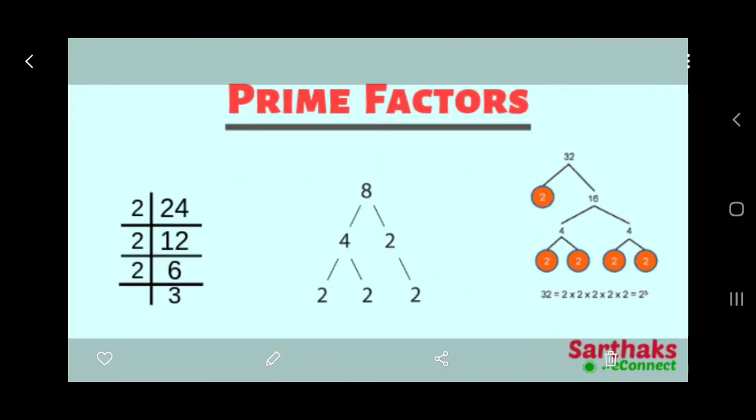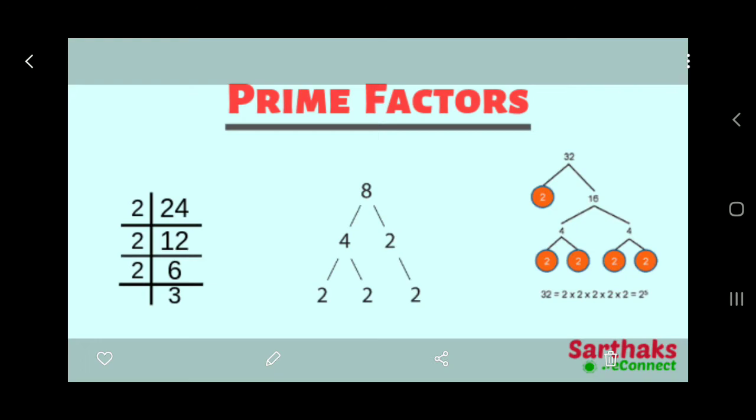Next, again the number 24. In 24, using prime factorization, how many 2's are there? 12. In 12, 6 2's are there. In 6, 3 2's are there. So 24 you can write as 2 into 2 into 2 into 3. The steps here you can continue. In 3, how many 3's? 1. So up to getting 1 you can continue.